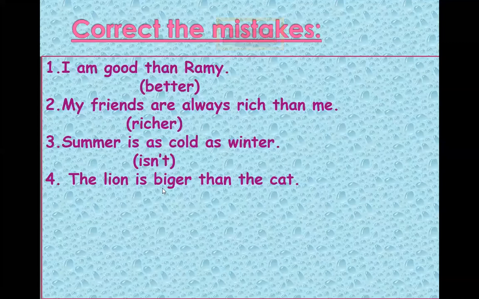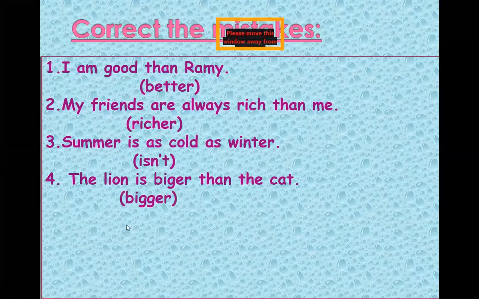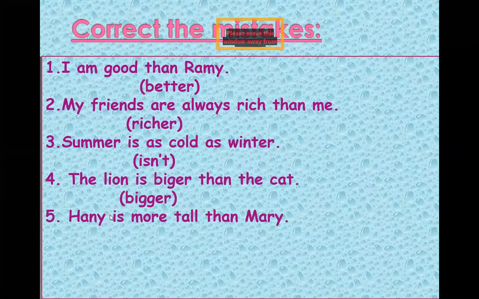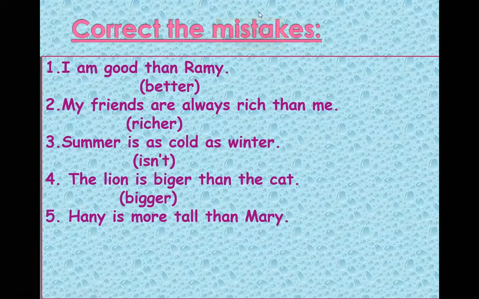Do you have a problem here in the word bigger? Of course we have. What's the problem, Juji? Okay, thank you, Juji. Bigger will be with a double g because we have got a vowel before the last letter. Number five, Hani is more tall than Mary. Who knows the answer?